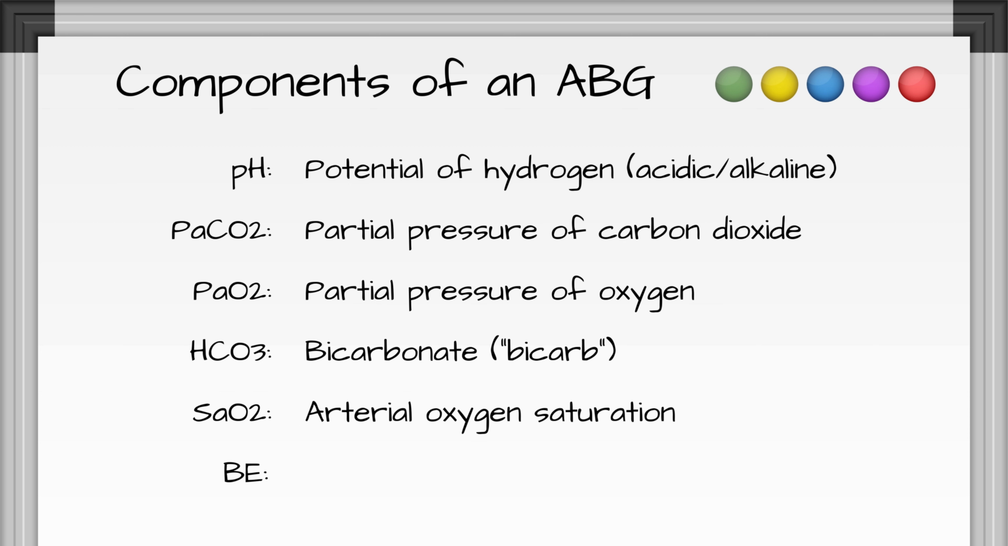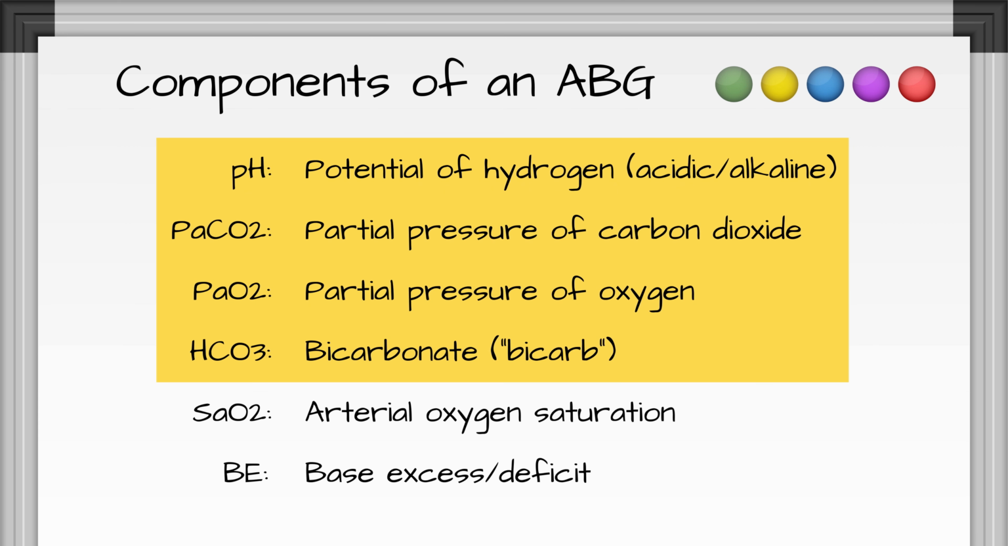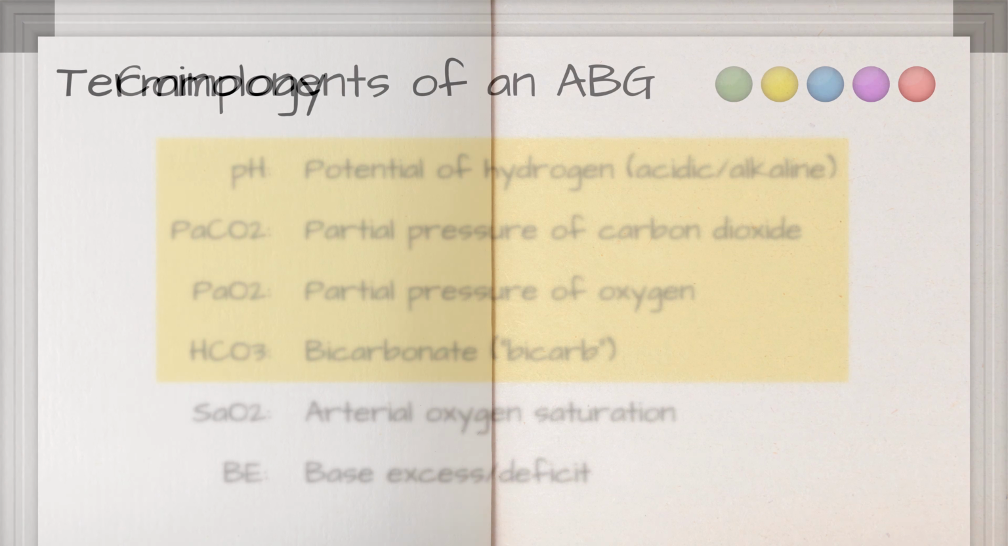SaO2 is the oxygen saturation as measured from the blood gas, as opposed to SpO2, which is the oxygen saturation from the pulse oximetry. The last value is the base excess, which is a measure of the amount of acid or base units that need to be added to restore the pH back to normal. When it comes to ABG interpretation, the first four values are the most essential.